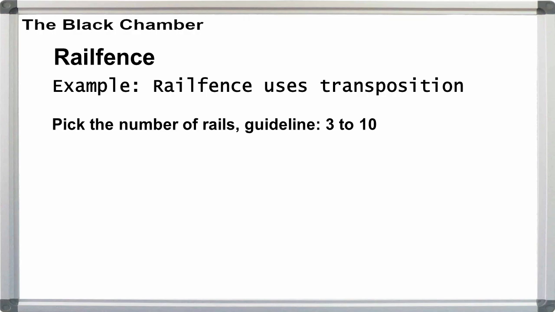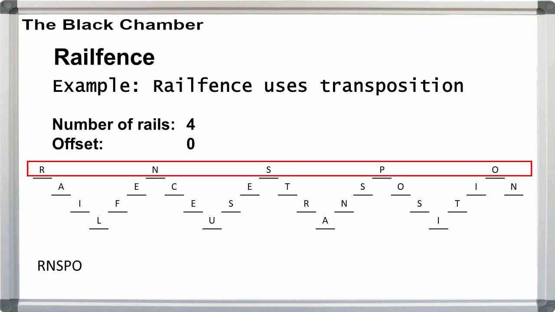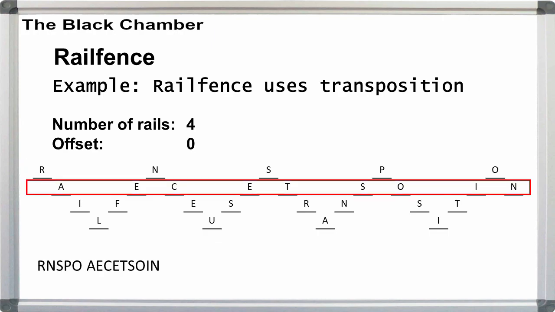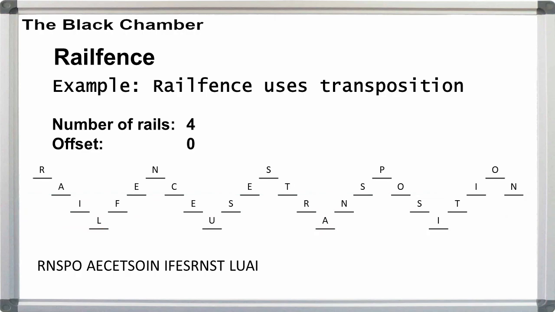We can also use an offset, which we'll call 0 for right now. Let's use 4 rails. Draw out a zigzag as shown here. Write your message in the zigzag, one letter apiece. Take the letters off in rows, from left to right, top to bottom. This gives us RNSPO, AECETSOIN, IFESRNST, LUAI.